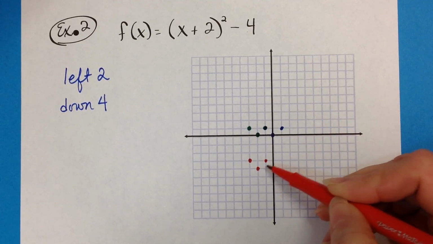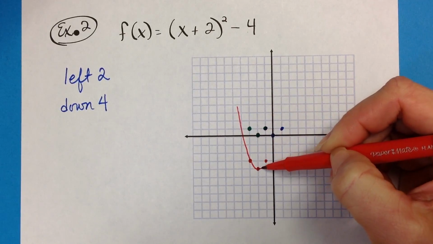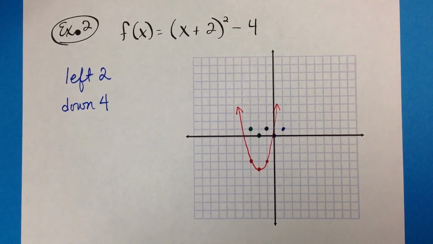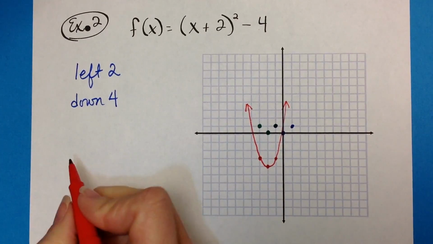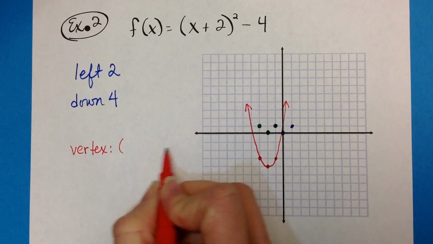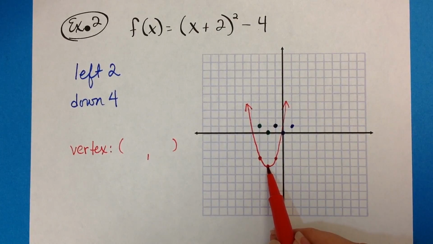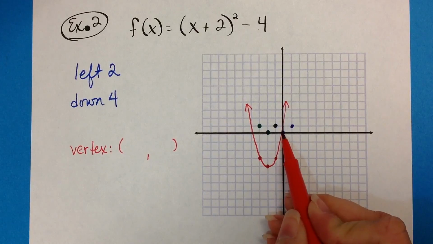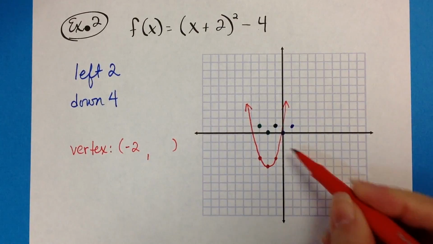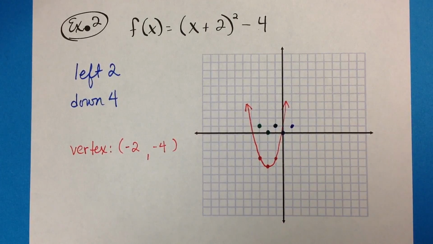Okay, so this is my final graph. Okay. Now, identify the vertex. Again, there are 2 ways that we can do that. Of course, this would be the vertex, so you can just get it straight from your graph. So that would be to the left 2. That means your x coordinate would be negative 2, and then you had to go down 4. So your y coordinate would be negative 4.